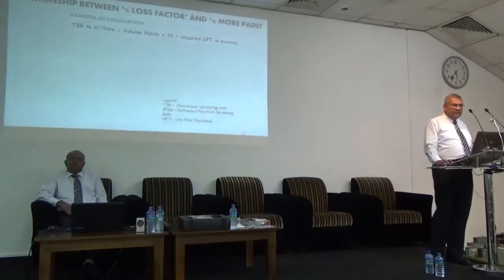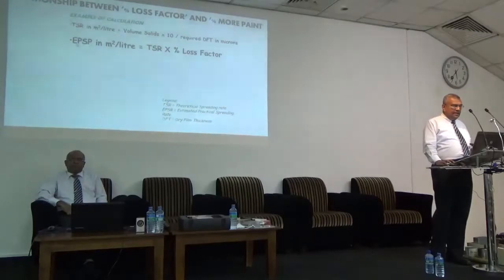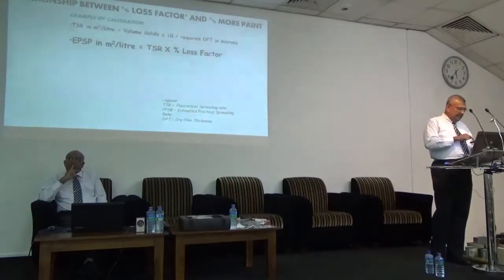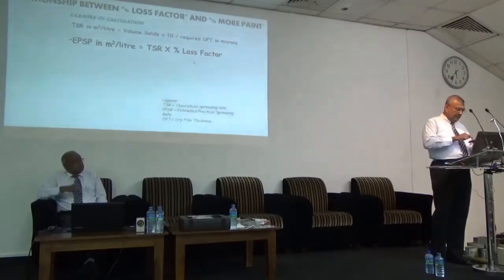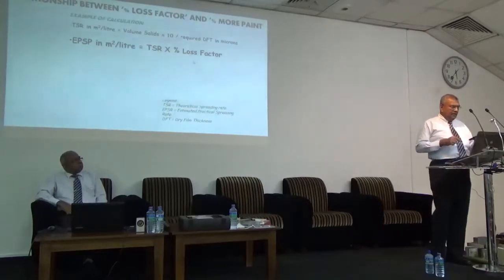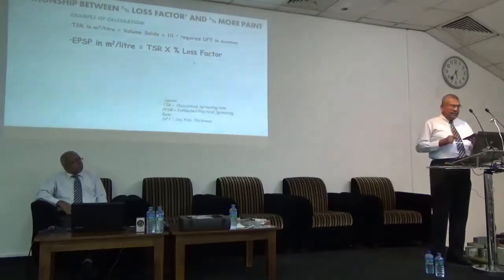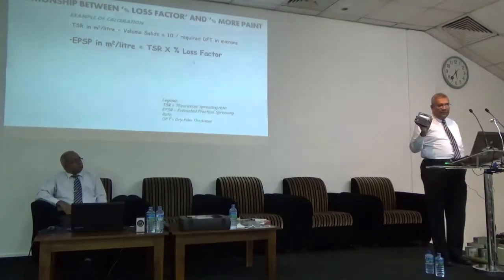Then now we have to consider the loss factor, because the estimated practical spreading rate equals TSR times the percentage of loss factor. Now depending on that chart, what we saw earlier, if it is a 30% loss, so if we multiply by the 70%, 0.7, that's 1.82 square meter per liter.